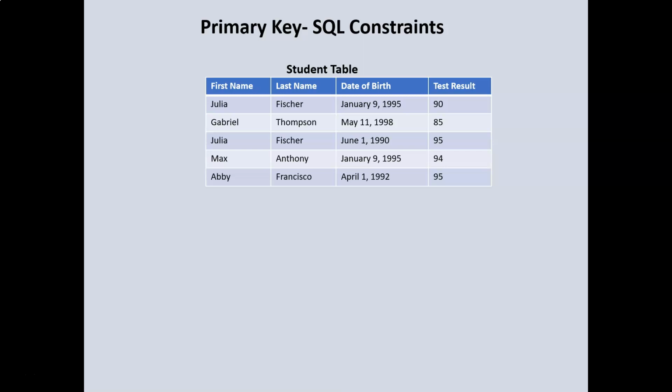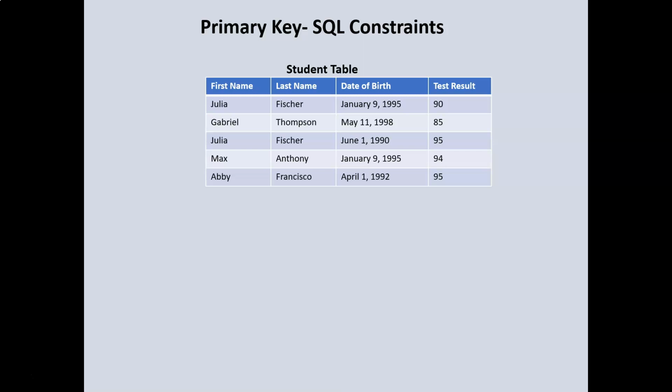So the first name column and the last name column, clearly we cannot use any of those to uniquely identify our students. We certainly cannot use the date of birth as well because we have Julia Fisher, who was born January 9th, 1995, and we have Max Anthony, who was born January 9th, 1995 as well. So again, we can rule out the third column, the date of birth. When we look at the test results, we also have the test result of 95 showing up twice. So we have Julia Fisher with a test result of 95, and we have Abby Francisco with a test result of 95 as well.